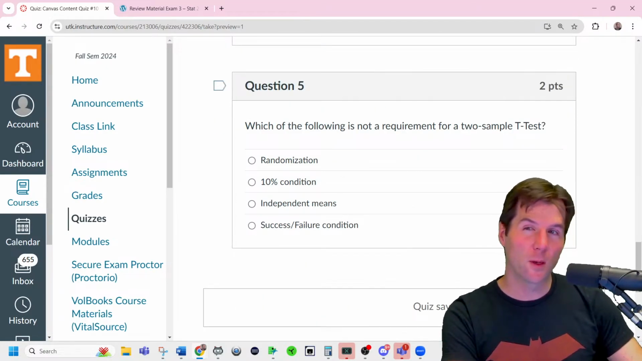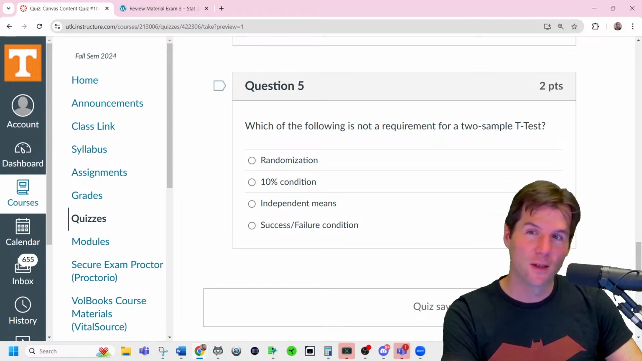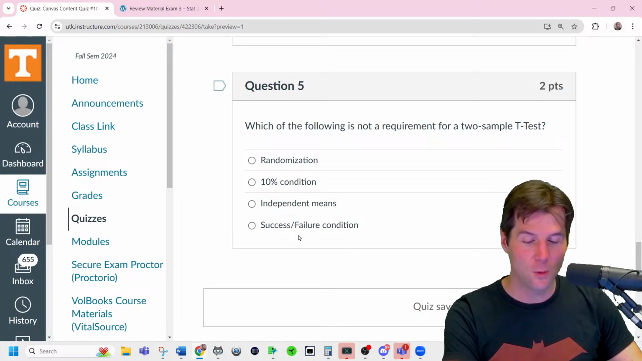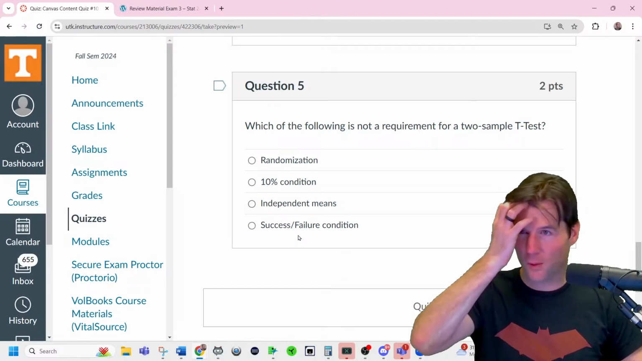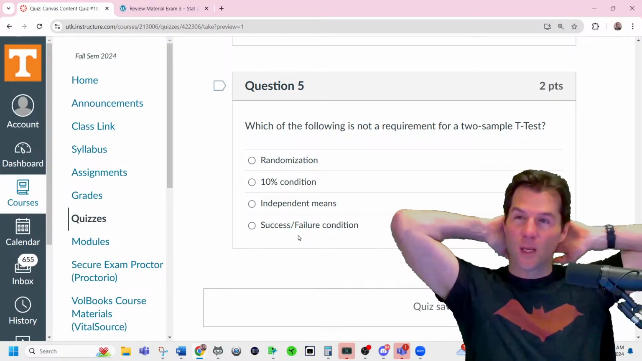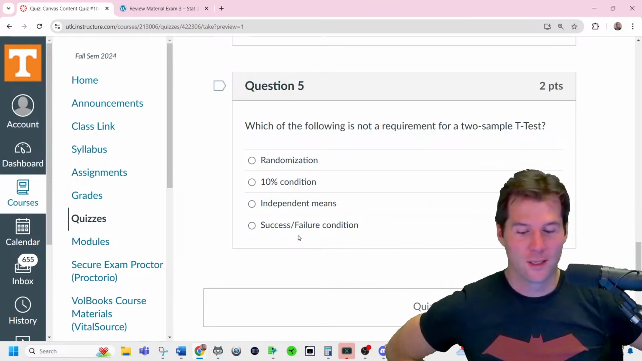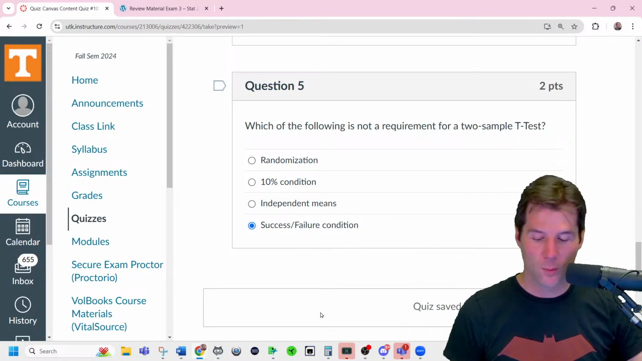Which of the following is not a requirement for the 2-sample t-test? Should be nice and easy. A, B, C, or D. Which of the following is not a requirement for the 2-sample t? Make sure to check out the conditions video. It is D. Success failure is for proportions.